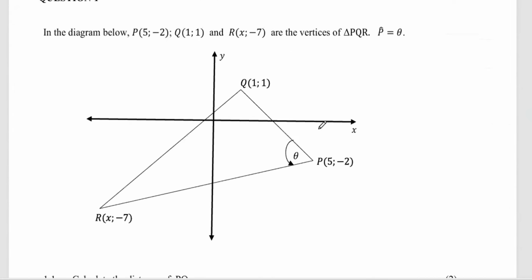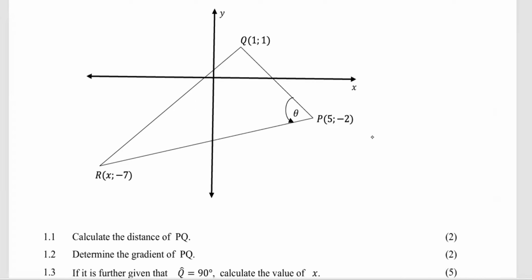Okay, question number 1, 1.1. They're telling us that in the diagram below, P is this much, Q is that, R is XY, and then we have theta for P. The first question, 1.1, they want us to find the distance PQ.